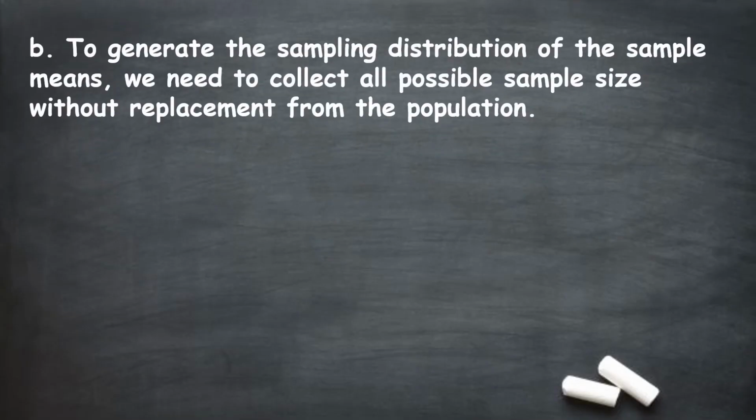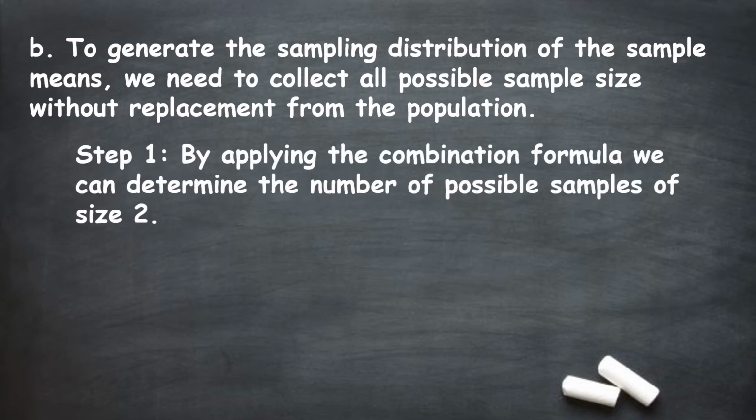Next, we will now get a sample from the given population. For step 1, we should identify how many samples we have to get from that population. Let's say we are asked to get samples of size 2 from that population. So we must first identify how many possible combinations we have if we will get 2 from that population. We will use the formula for combination, n taken r.